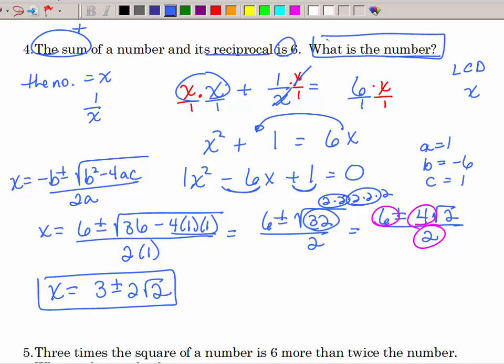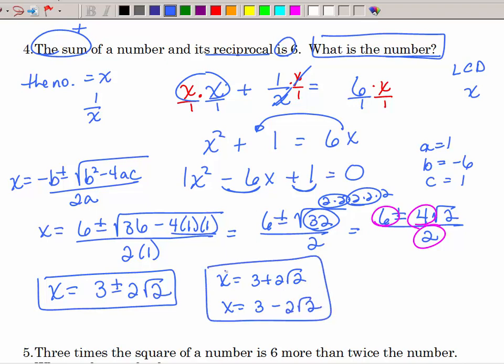But I do want you to notice that that's 2 different numbers. We have x equals 3 plus 2 square roots of 2 and x equals 3 minus 2 square roots of 2. So we really have found just the number. That's all it asked us for is x. And of course its reciprocal would just be 1 over that.